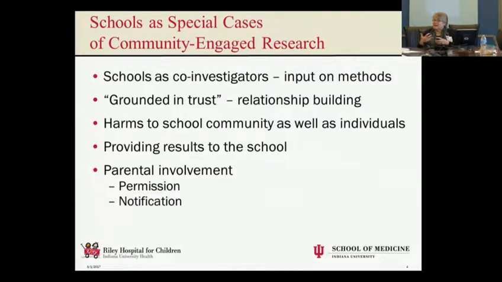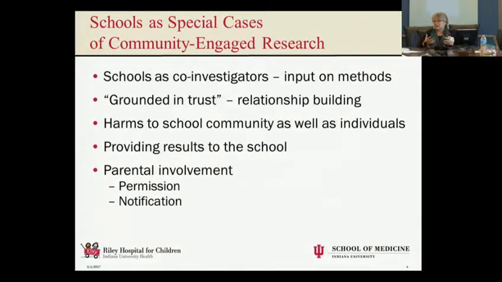The next part, a key ethics issue in community engaged research, is providing results back to schools. One of the reasons that schools genuinely want to know what's going on with their students. If you have enough students, you can provide the data back in a de-identified manner.